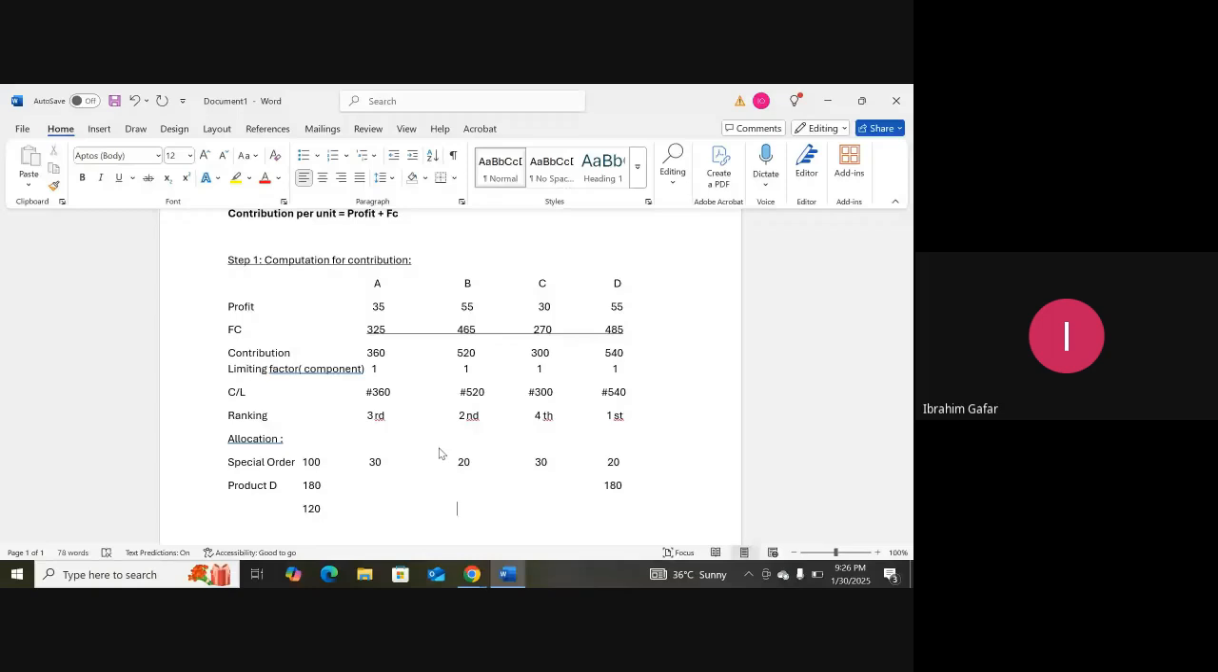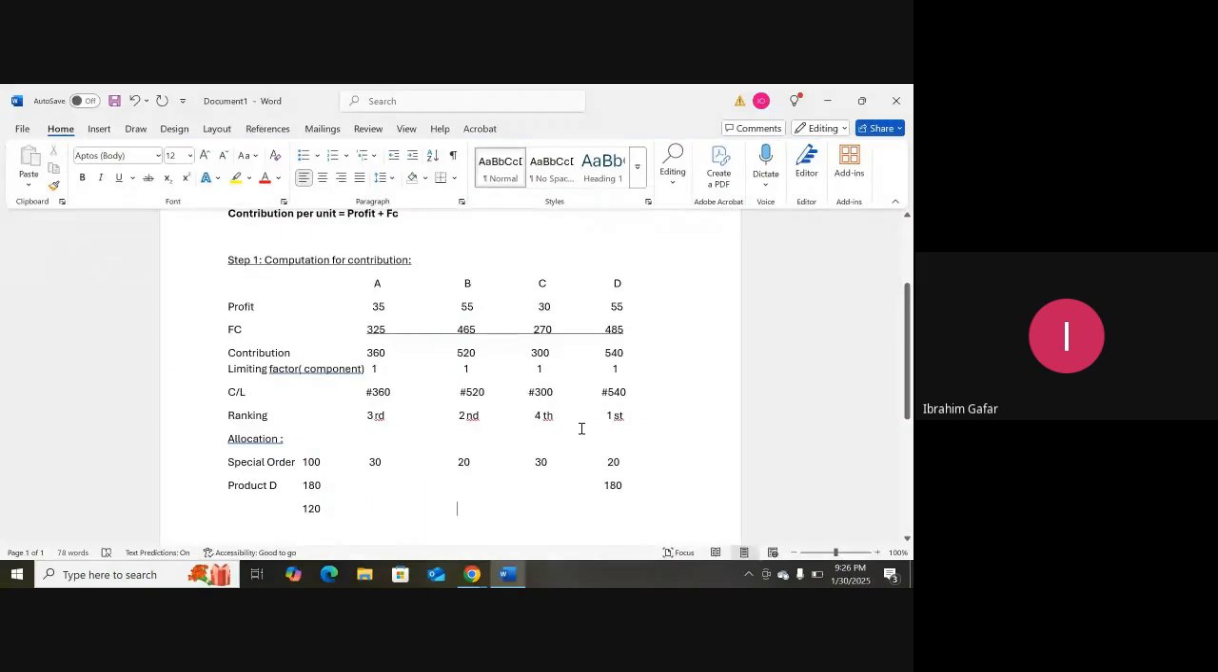Which one is this? Product B. Which one is the second rank? Okay, B is the second ranking. Then let's look at the total demand for B, because the special order of B is 20. Automatically 10% of 200 gives us 20. Then it means that the total order for B is also 200. Is it clear?